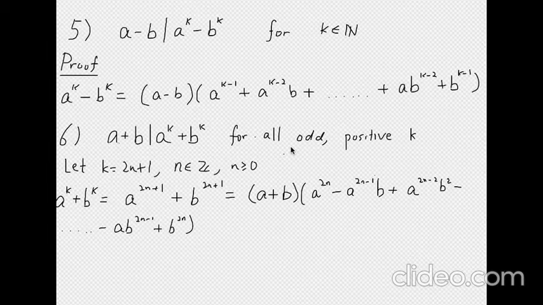The fifth property says that a minus b divides a to the k minus b to the k for all positive integers k. To prove this, we can factor a to the k minus b to the k in the following form.